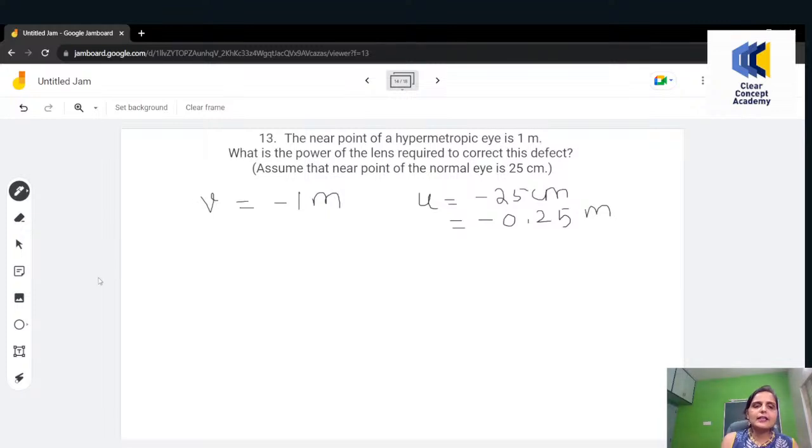So here you can calculate focal length by 1 by F is equal to 1 by V minus 1 by U. That is the lens formula. Once you find out focal length by substituting these values, you can find the power, which is P is equal to 1 upon F. Remember, since it is the convex lens, focal length will be positive, power of the lens will also be positive.